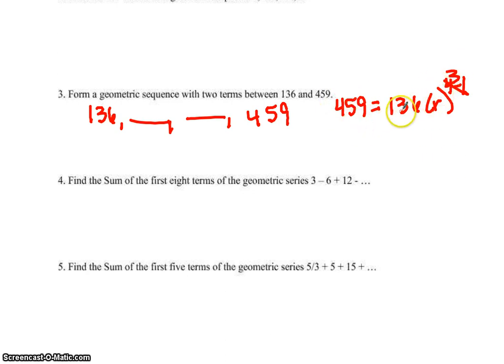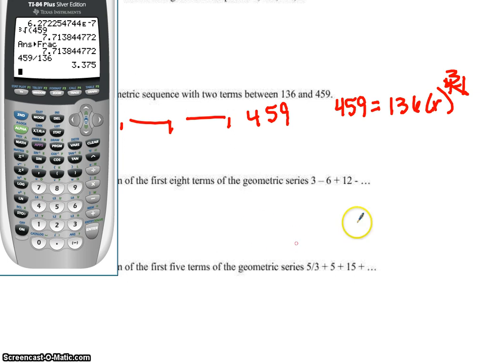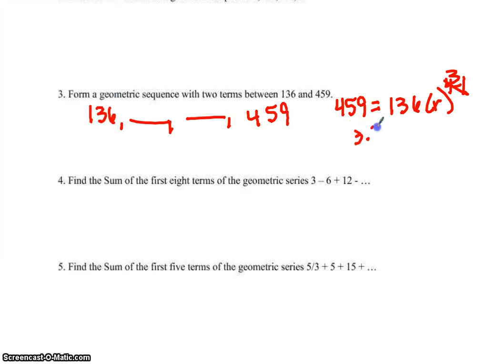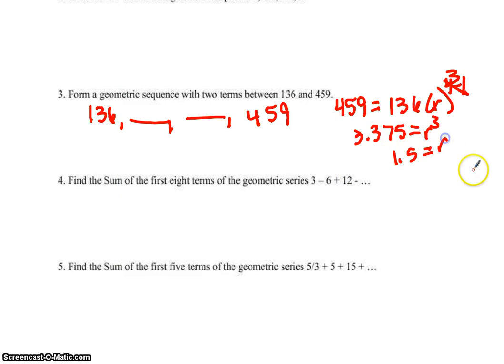So you're going to divide by 136. So 459 divided by 136, and you get 3.375. Okay, so 3.375 is equal to r to the third. You've got to uncube that. So you're going to do your math 4, and you're going to say 3.375, and the cubed root is 1.5. And so you're figuring out here that 1.5 is equal to r.